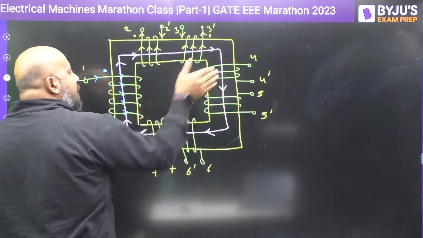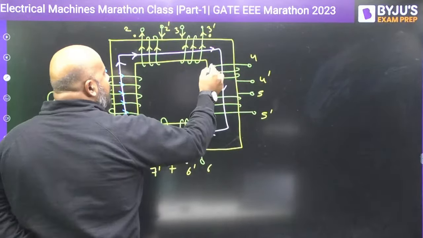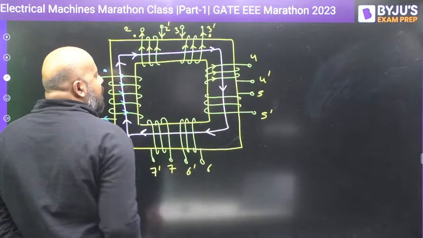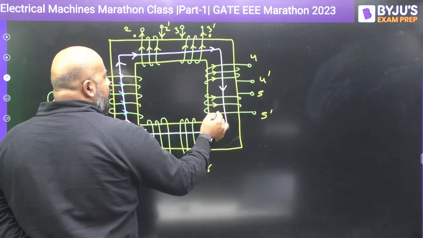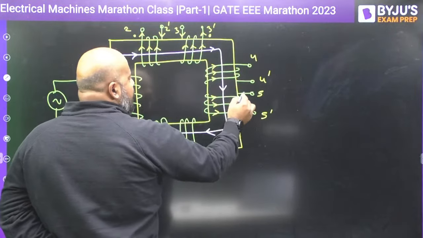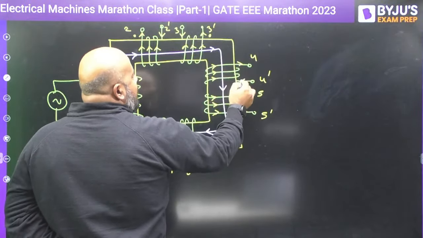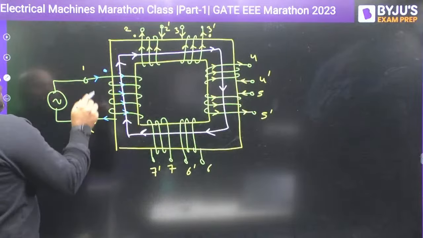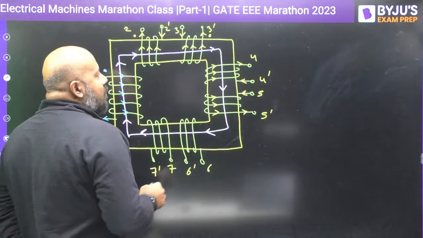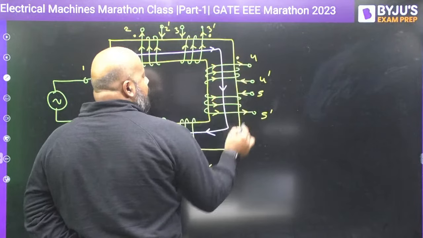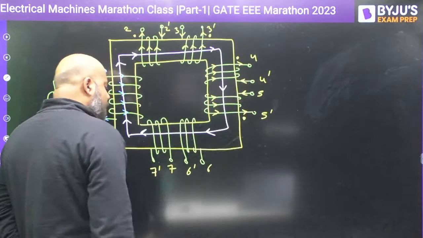So what is the finger movement? It is left to right. Similarly for 5,5 dash also, left to right. So current entering at the source at the dot, at the load it must be leaving the dot.